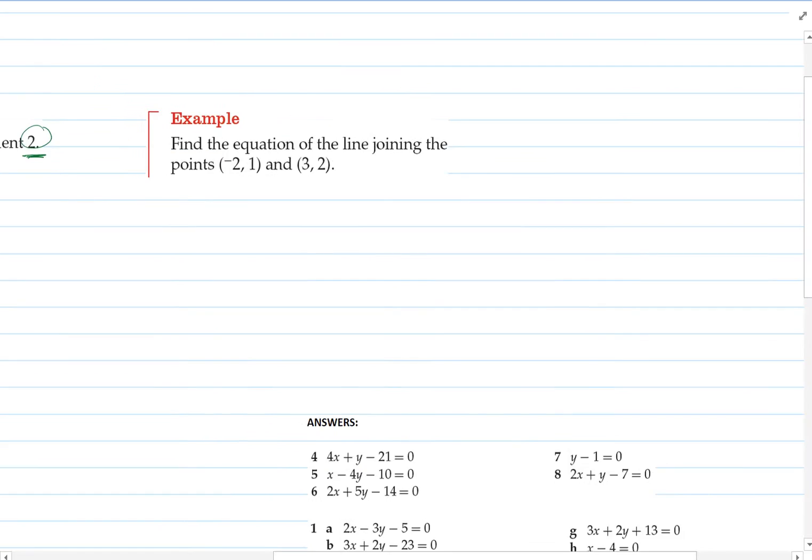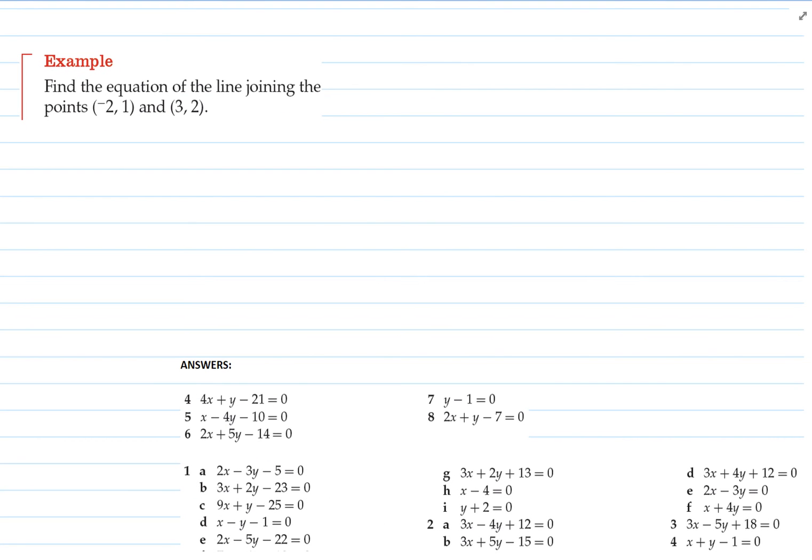Sometimes we don't get the gradient given to us. Here we need to work out the gradient, and that's our first step. We work out the gradient: our second y value minus our first y value, over our second x value minus our first x value. And that's going to be 5 over 1, which is just 5.